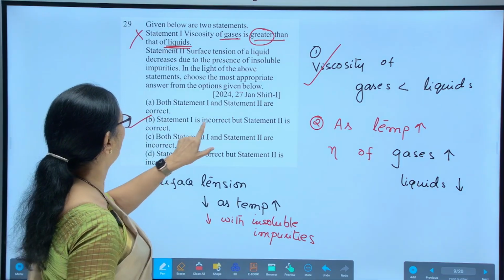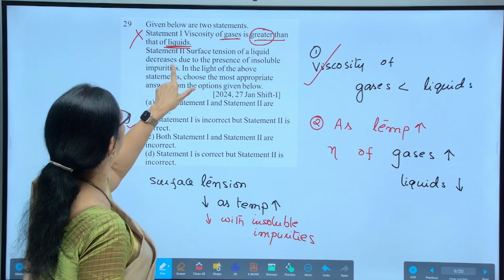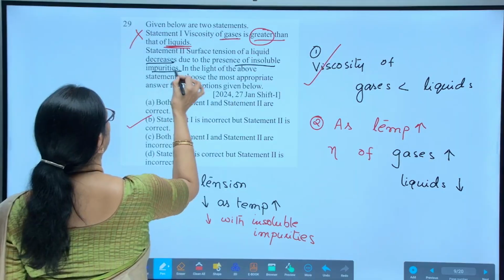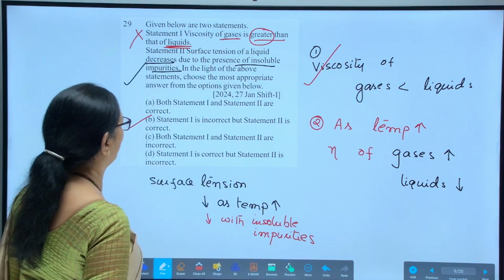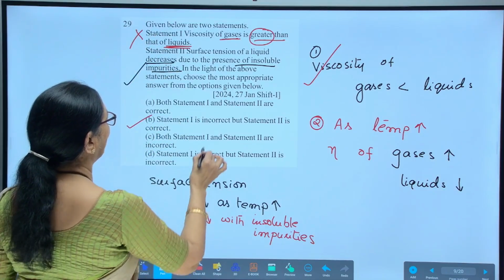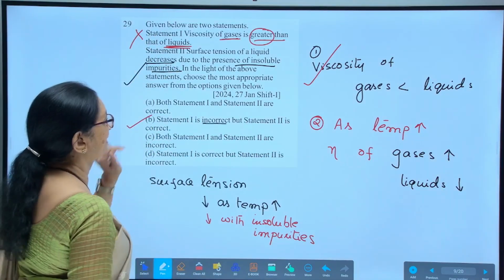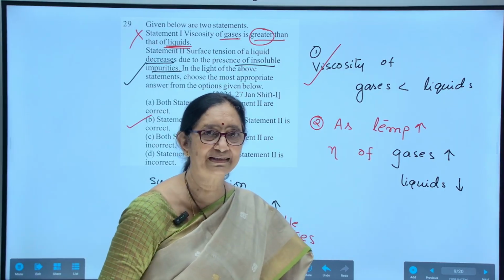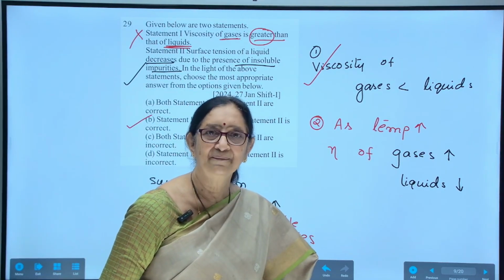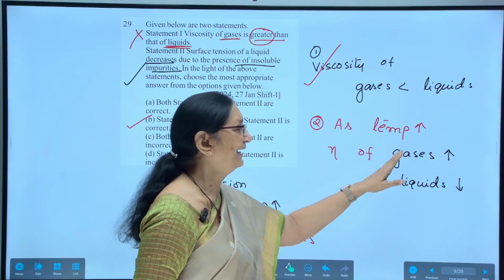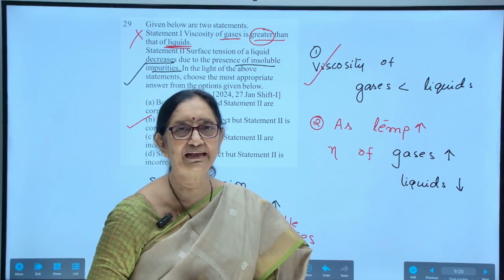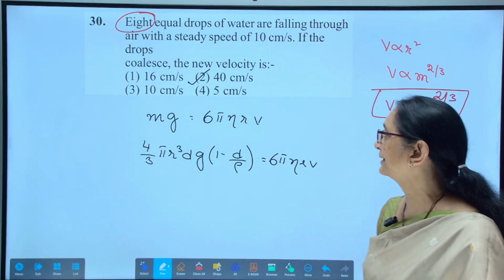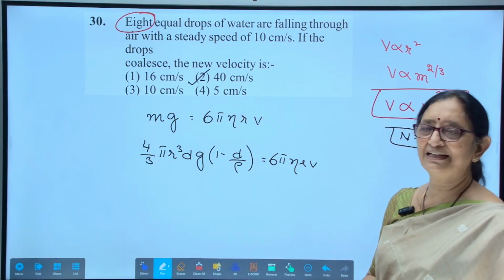So, here statement 2, what is given? Surface tension of a liquid decreases due to the presence of insoluble, this is a right statement. So, 1 is incorrect and 2 is correct, this is the right option. Just another thing we should learn is, in case of gases, coefficient of viscosity increases as temperature increases, and in case of liquids, it decreases as temperature increases.